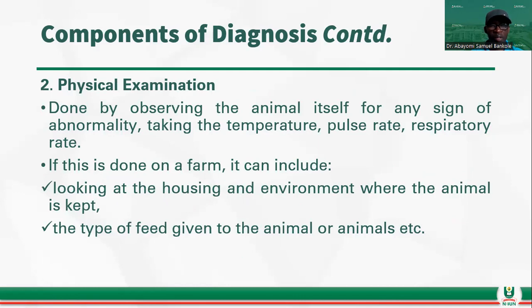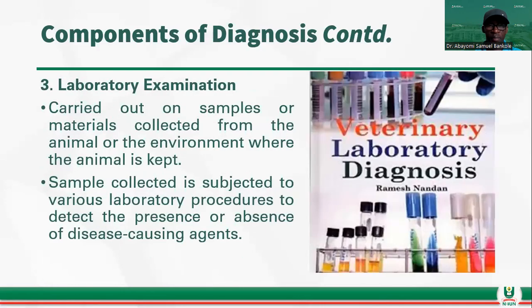Now, then we go to the second component of diagnosis, which is physical examination. This is done by observing the animal itself for any sign of abnormality, like taking the temperature, pulse rate, the respiratory rate, and so on and so forth. Now, if this is done on the farm, it can also include looking at the housing and environment where the animal is kept. And also, you want to look at the feed given to the animal or animals in general.